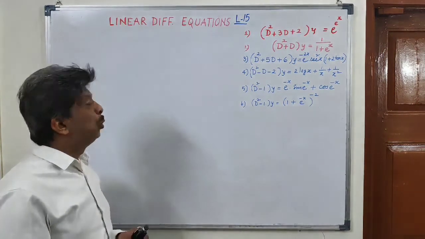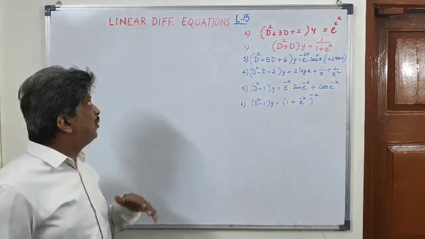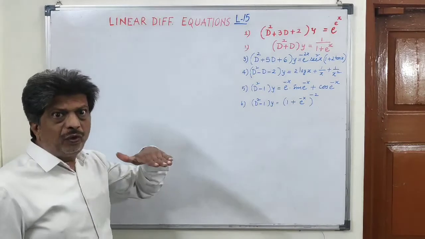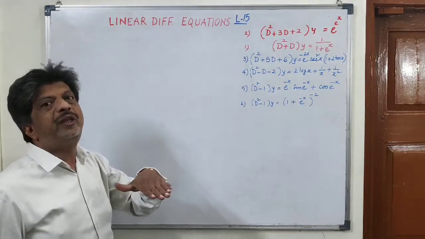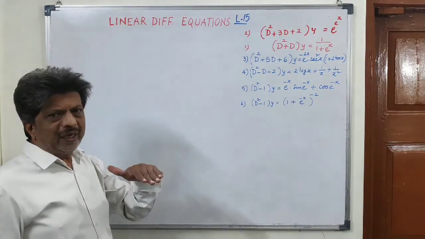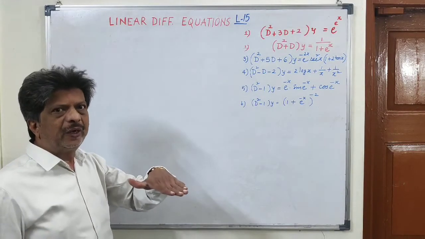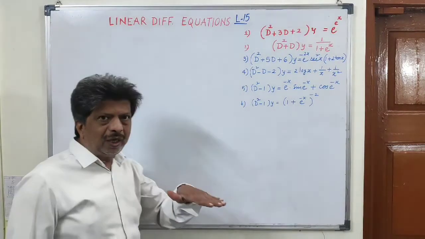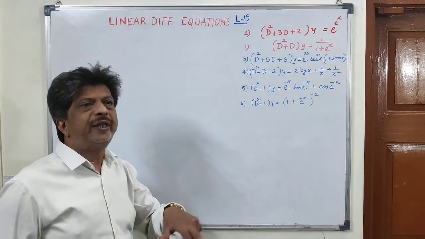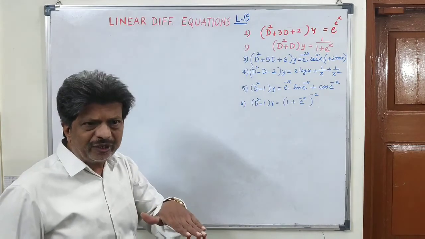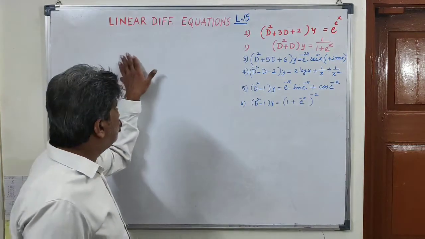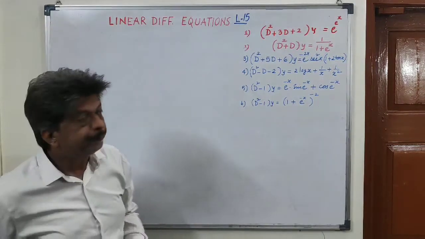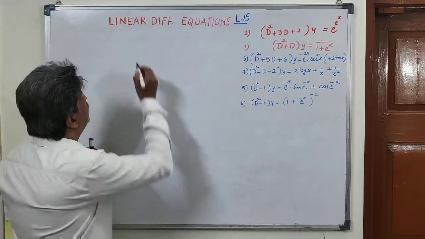Hello friends, today we shall discuss the first and foremost method of finding out the particular integral. The method is the general integral method. The rest of the methods we have already seen: shortcut methods, and moreover we have also seen the variation of parameters method. So today we shall discuss the general integral method. So what is the general integral method?